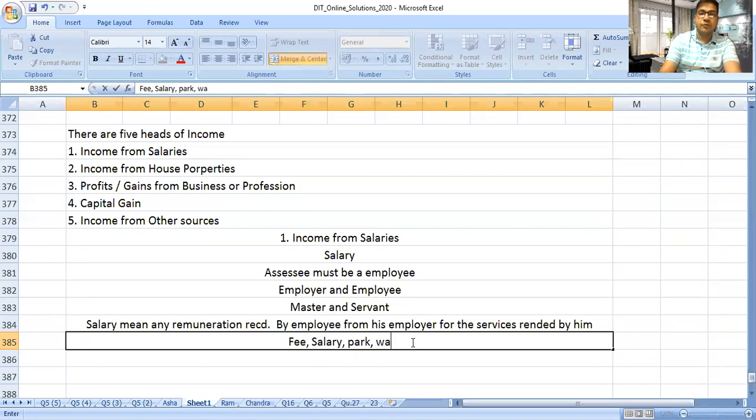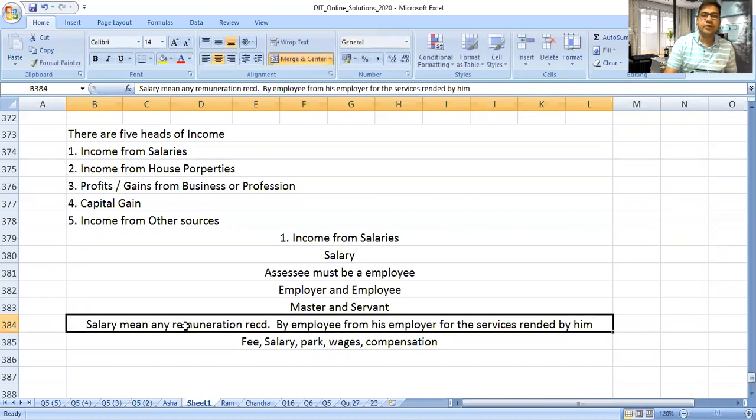You can call it wages. You can call it compensation. You can call it any name, such as remuneration. Therefore, we can say that salary means any remuneration received by an employee from his employer for the services rendered by him.